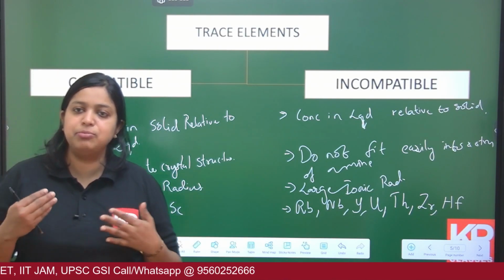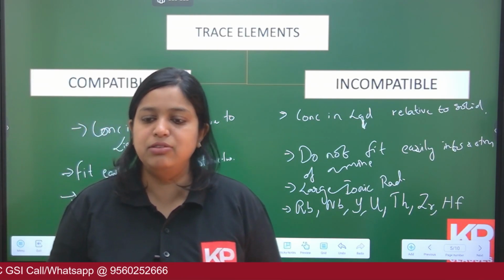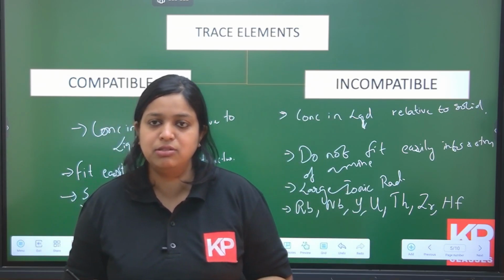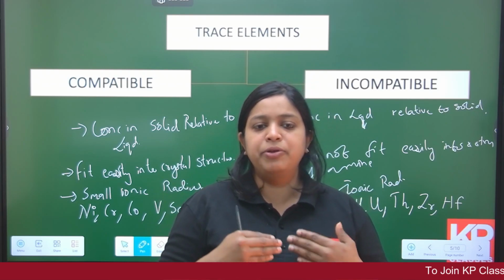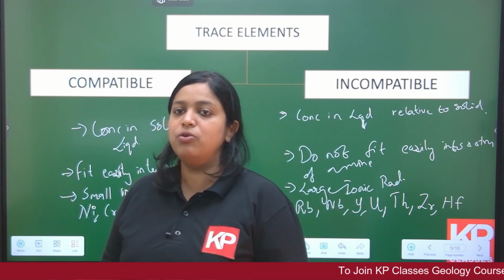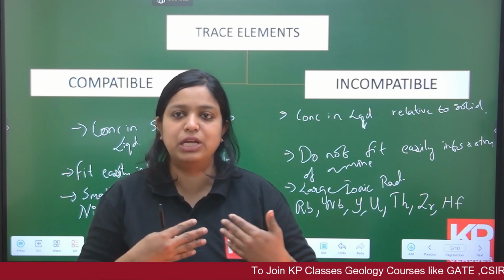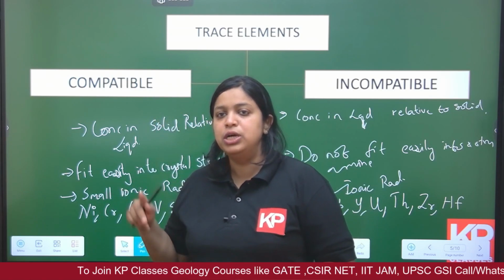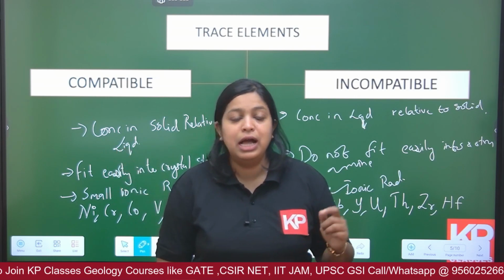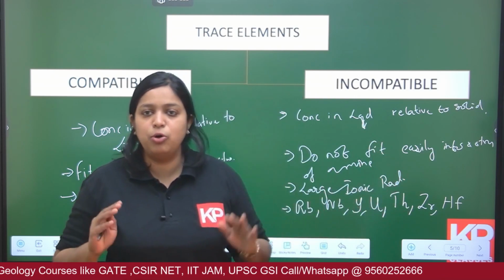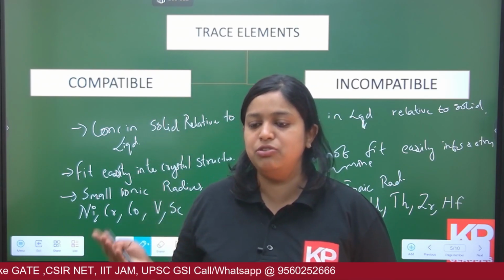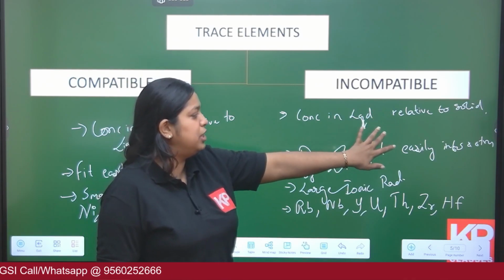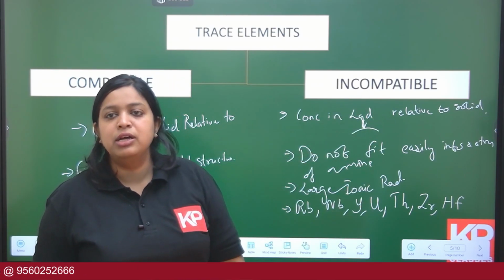So trace elements can be divided into two on the basis of their affinity towards liquid or solid. When a magma crystallizes, whether the trace element will prefer to go into the solid, or whether it will prefer to stay in the melt, depending upon that, we can divide trace elements into compatible and incompatible. Compatible trace elements have concentration in solid relative to liquid. Incompatible trace elements have concentration in liquid relative to solid.